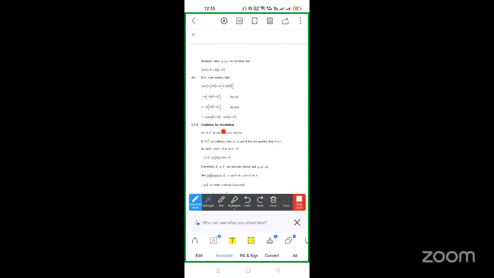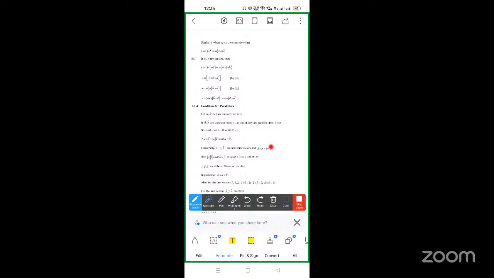Condition for parallelism. Let A and B be two non-zero vectors. If A and B are collinear, then theta is equal to 0 or pi. These are the two conditions: if the two vectors are collinear, theta is 0, and if they are antiparallel, theta is pi. So sin theta is equal to sin 0, which is 0, and sin pi is 0. A cross B is equal to mod A into mod B sin theta n, which is equal to 0.